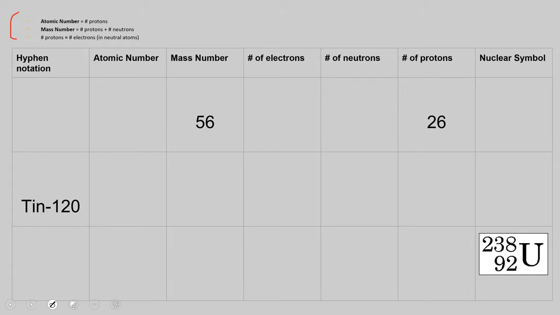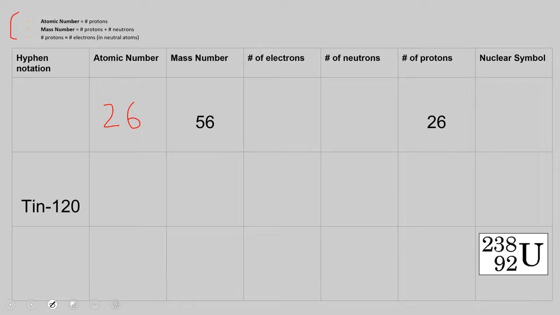So with this first one, we see that we have a mass number of 56 and our number of protons is 26. So when you look at this, you know that already your number of protons is the same as your atomic number. So if I have 26 protons, that means my atomic number is 26. The atomic number is always equal to the number of protons. That's the identity of the element. It's like its DNA.